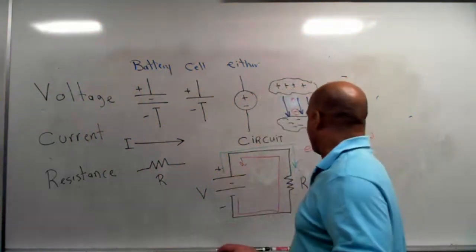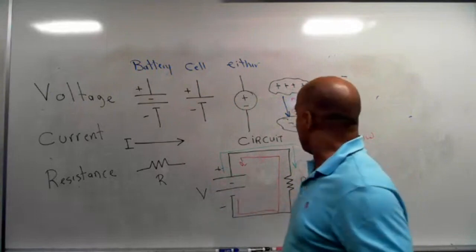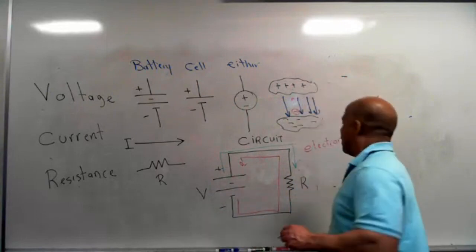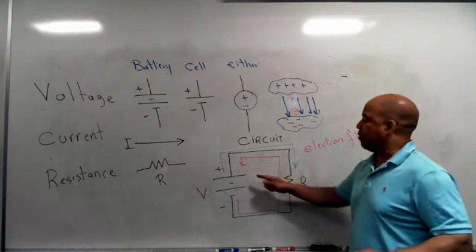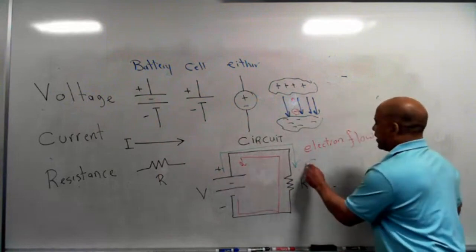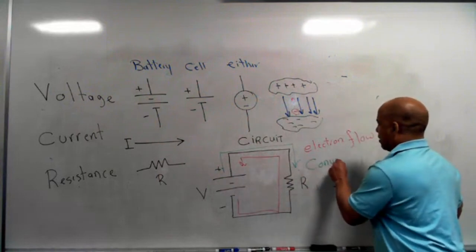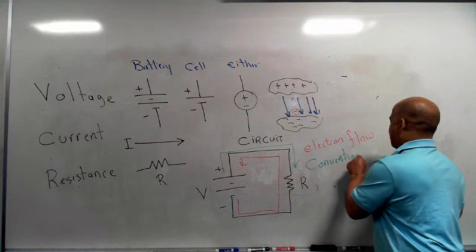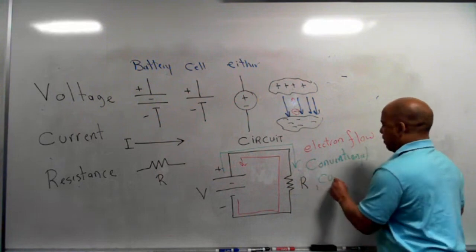But there's two kinds of current flow. There's the actual current flow, which is called electron flow. But then there's this made-up current flow where we reverse it, and this is called conventional current flow.